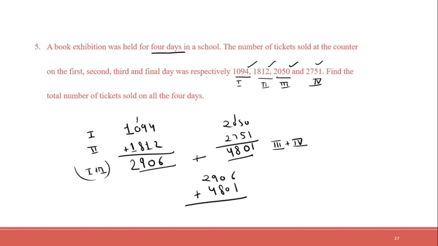I want you to do this addition yourself. Pause the video and do the addition. I hope you have done the addition. Now let me do it for you. 6 plus 1 is 7, 0, 9 plus 8 is 17, 1 here, 1 carry here, 4 plus 2 is 6 plus 1 is 7. So the total number of tickets sold on all 4 days is 7707 tickets.